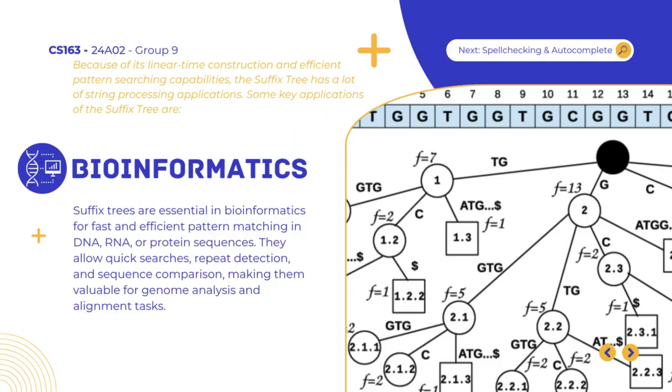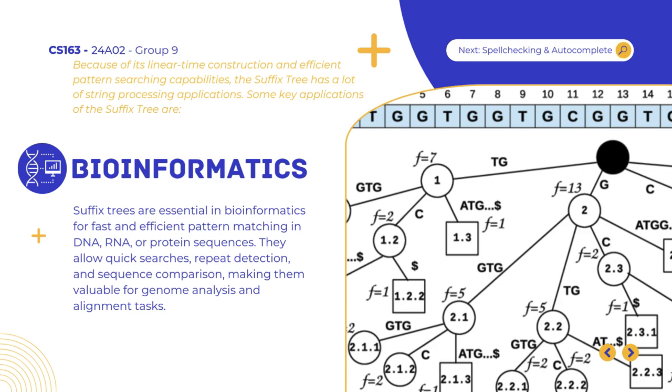Some of the main applications include bioinformatics. In bioinformatics, suffix trees are super helpful for working with DNA, RNA, and protein sequences. Since these sequences are really long strings of letters, suffix trees make it much easier to search for patterns, even very big ones, and compare different sequences quickly.